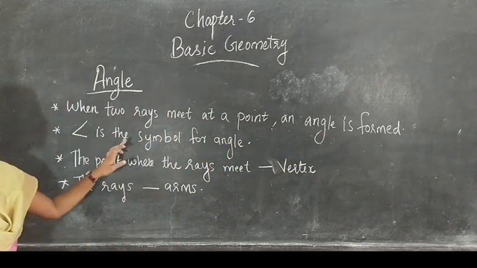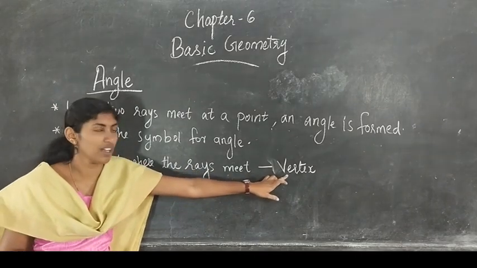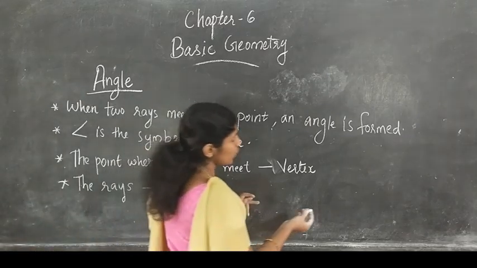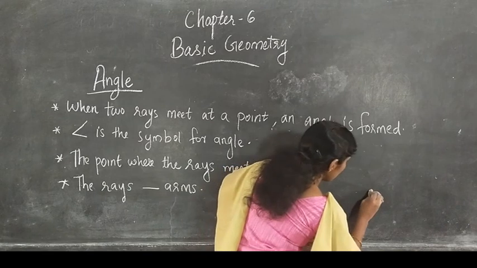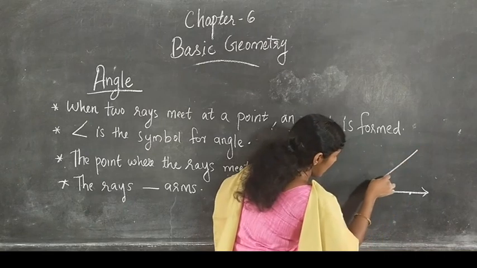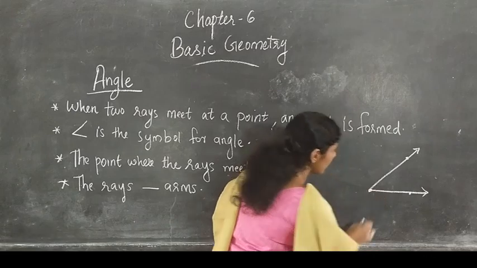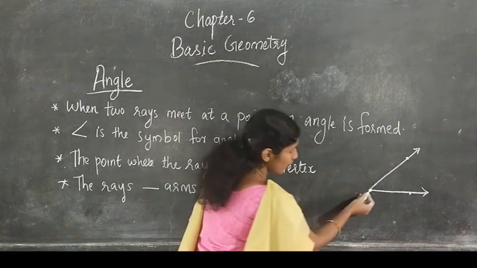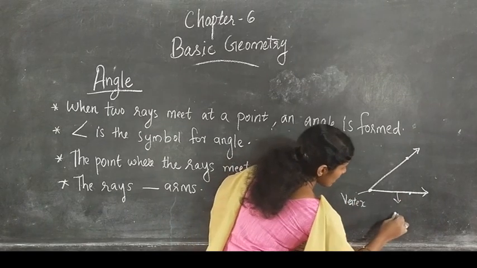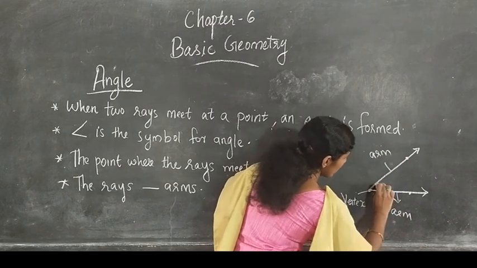When two rays meet at a point, an angle is formed. This is the symbol for angle. The point where the rays meet is known as the vertex and the rays are known as arms. So we will draw an angle. This is one ray and this is another ray. The point where two rays joined together is known as the vertex. This ray is known as an arm, and this ray is also known as an arm. So here we got one angle.